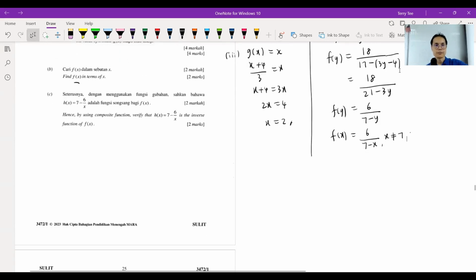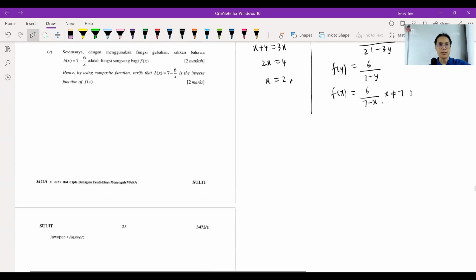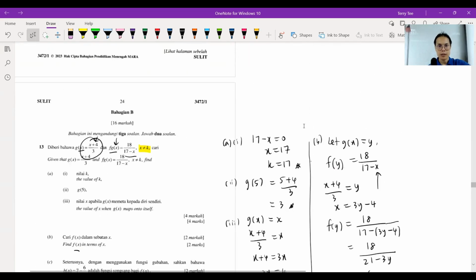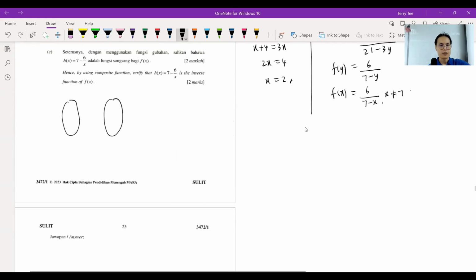Okay. Next one. Seterusnya dengan menggunakan fungsi gubahan, seterusnya tunjukkan bahawa h(x) equals to this. Now when we say menggunakan fungsi gubahan, I hope you understand this concept. Let's say we start off with a function here because you are given function fg(x). fg(x) means g(x) happens first, followed by f(x).